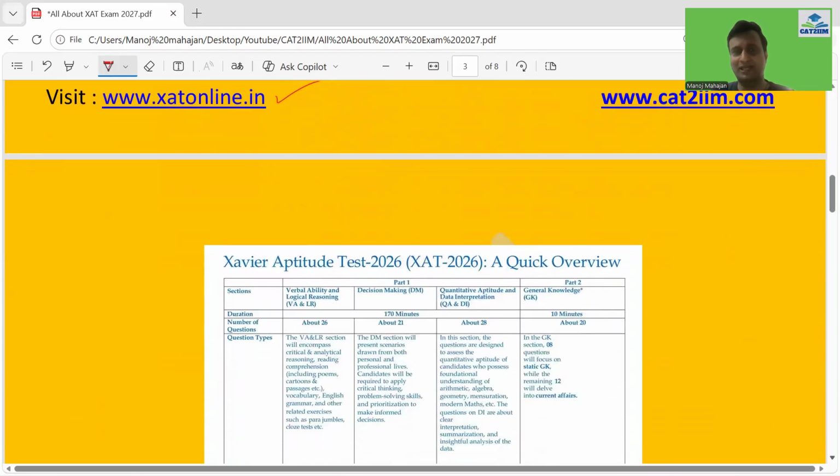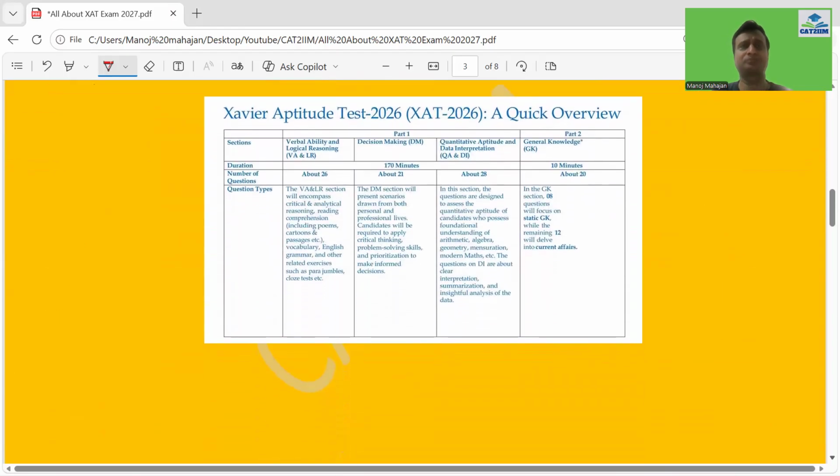Now let's look at the XAT 2026 structure. So generally you get 3 sections in part 1 and you have part 2 which has general knowledge. So what are the sections and generally what questions are there? The XAT 2027 structure we are going to get to know closer to the XAT 2027 exam date, which is 3rd January 2027. So if you look at the sections out here, one of the sections is verbal ability and logical reasoning.